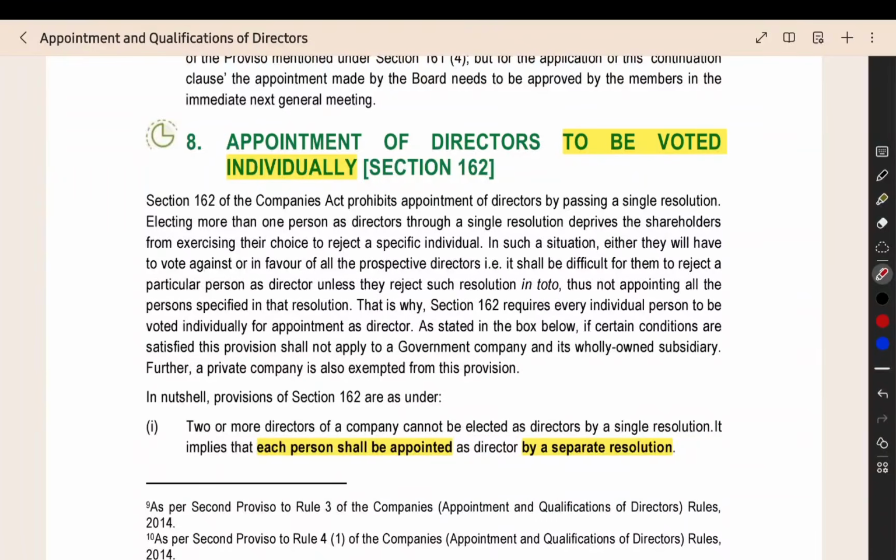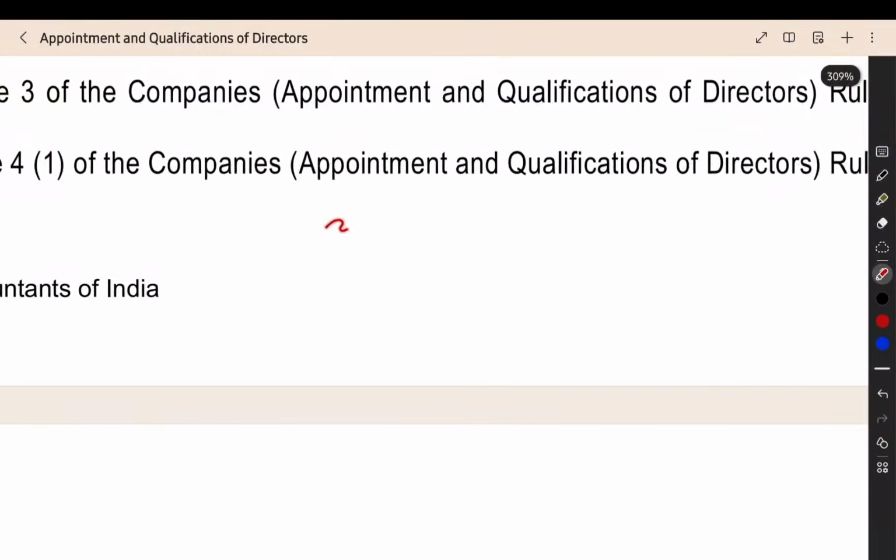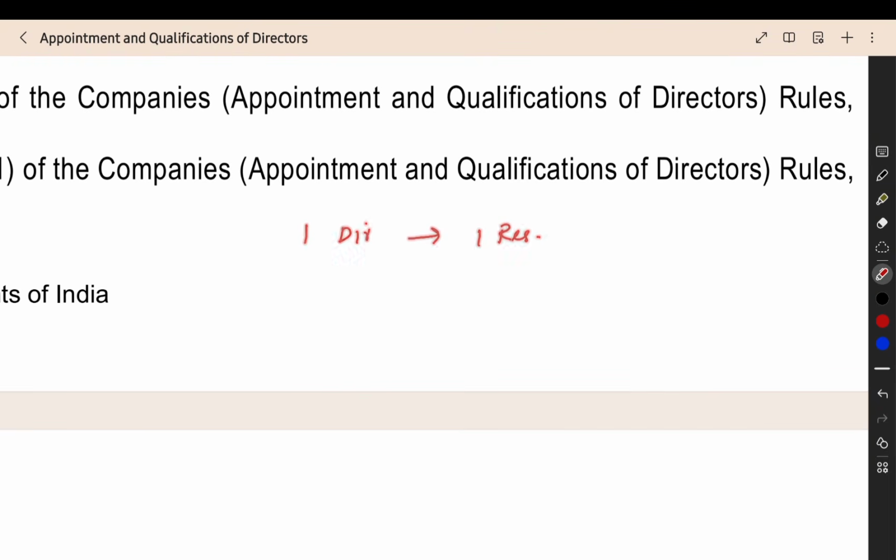Now we can see Section number 162, appointment of directors to be voted individually. So here I will just tell you in short what is happening here. If you want to appoint one director, you have to pass one resolution. If you want to appoint two directors in the general meeting, you have to pass two separate resolutions, one resolution for each director. If you want to appoint two directors, it is not possible to pass a single resolution. That is what they are saying.